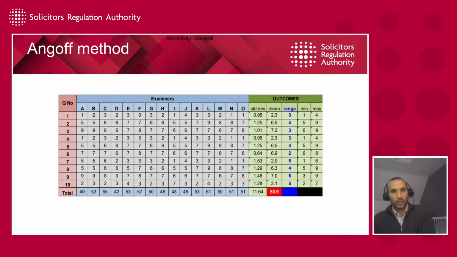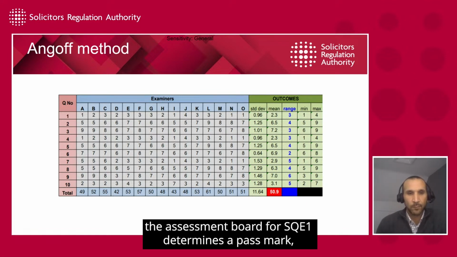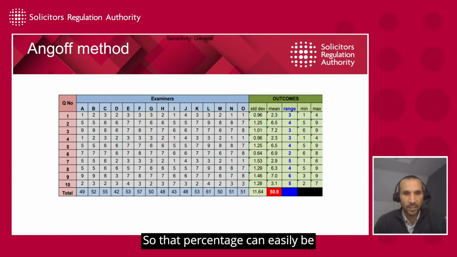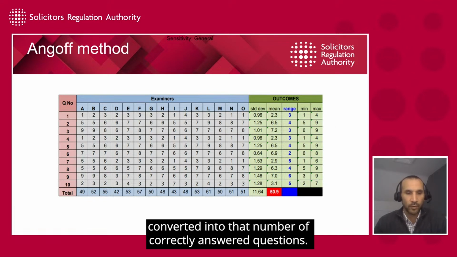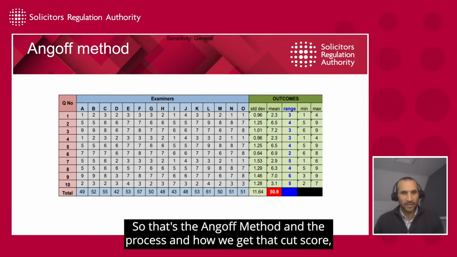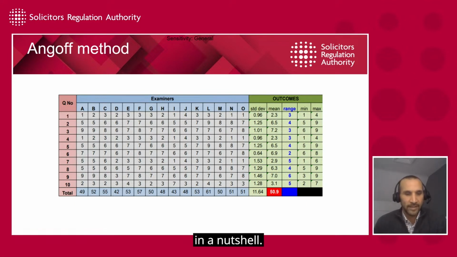Expressed as a percentage. I did mention earlier on that the assessment board for SQE1 determines a pass mark, which is the number of correctly answered questions. So that percentage can easily be converted into that number of correctly answered questions. So that's the AGOFF panel and the process and how we get that cut score in a nutshell.